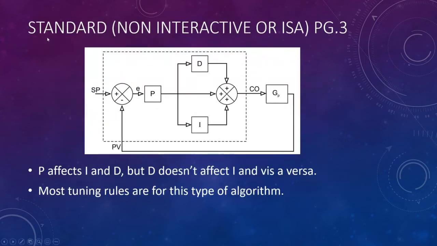So the second one here is the standard type of algorithm. They call this the non-interactive, also known as the ISA algorithm. This is one of the more common ones. If we look at it, we get our set point compared to our process variable, generating an error. The number comes out, goes to the proportional block, it gets some math done to it, and it sends out a new signal. That signal goes here, here, and here at the same time. So you'll see that P affects I, P affects D, but D never gets to I, and I never gets to D, and vice versa. Most tuning algorithms are this style, most commonly.